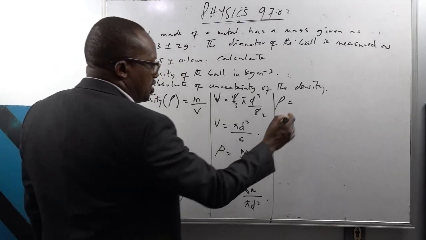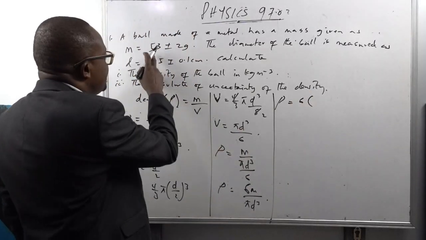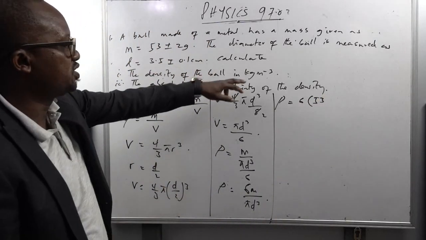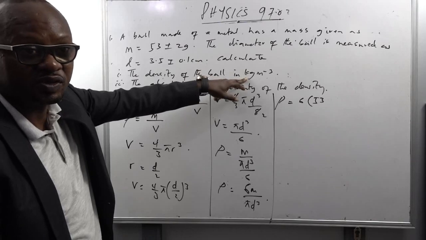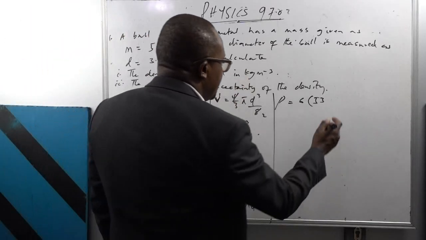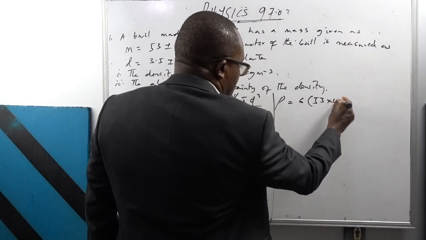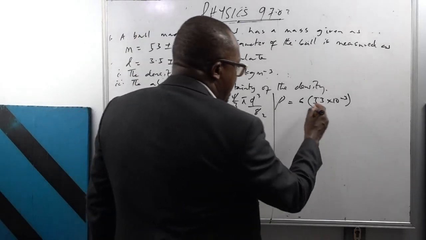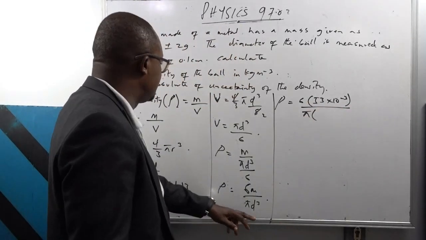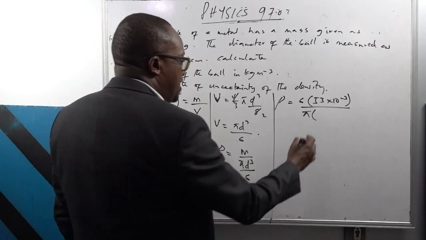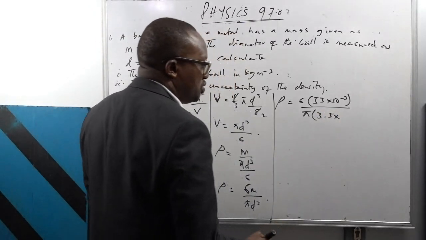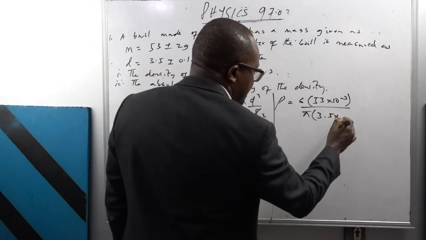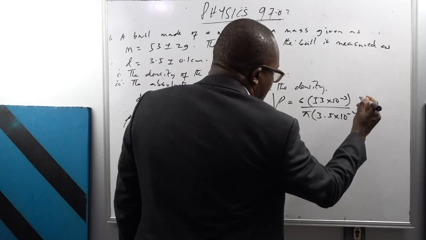So the density, this becomes 6m. Mass is 53. But remember that the mass here is given in grams, but we're supposed to express it in kilograms. We're supposed to express it in standard units. So we have 53 times 10 raised to the power minus 3, converting from grams to kilograms. 6m over pi. The diameter is given as 3.5 centimeters. You convert it to meters. Converting from centi, the prefix for centi is 10 raised to the power minus 2 meter cube.